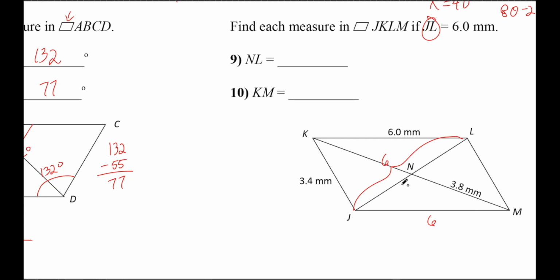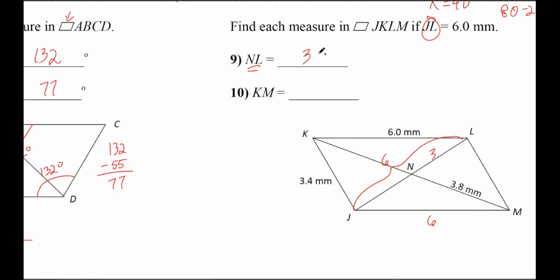Yes? What do I know about the diagonals of a parallelogram? They bisect each other. They're not equal to each other, but they bisect each other. All right? So look at what they want you to find. They want you to find NL. Where's NL? From there to there. So if this whole thing from J to L is 6, what is it from N to L? It's 3. It's just half of it because it's split in half. Bisect means splits it in half. So if the whole thing is 6, that little bit right there is 3. So boom, easy. Half of 6 is 3.